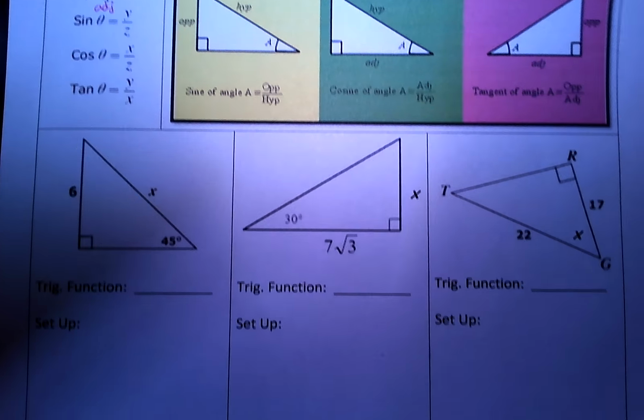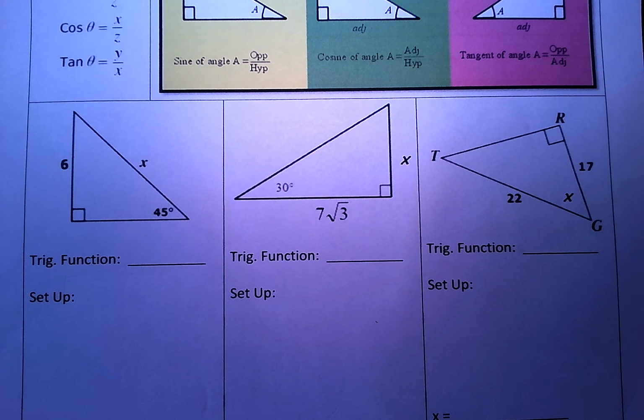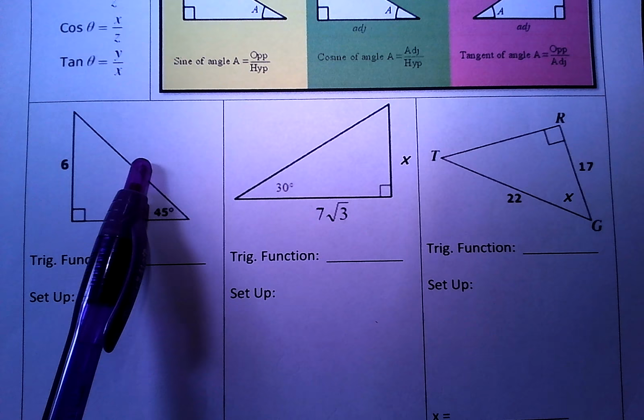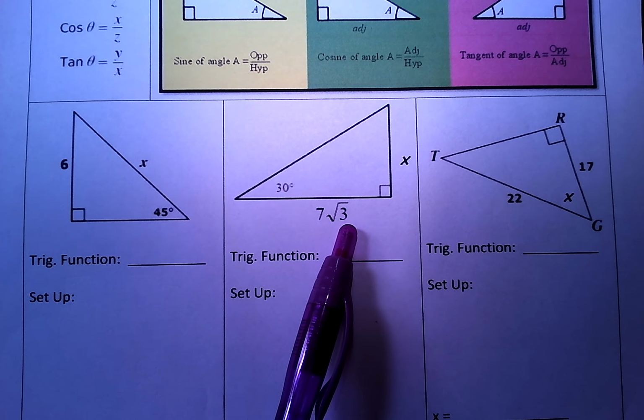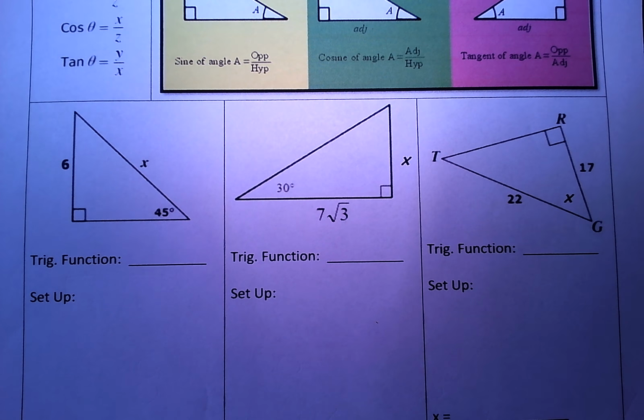Okay, so I have 3 examples here. 3 different right triangles, and in each of the right triangles, we are given an angle and 2 side measures. The difference on when to use right triangle trig versus Pythagorean theorem is with right triangle trig, an angle is always going to be present. In Pythagorean theorem, you may not see an angle at all.